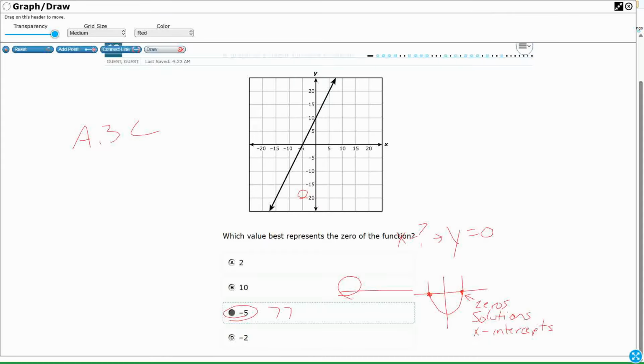77% of our students were able to recognize this. Now, 15% of our students, that's quite a bit if 77% got the correct answer, got 10, and you can see where they got 10 from. That's the y-intercept. We spend so much time talking about our y-intercept because in 7th grade we start dealing with y equals mx plus b. We know that's our y-intercept.